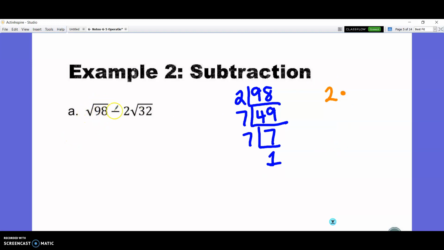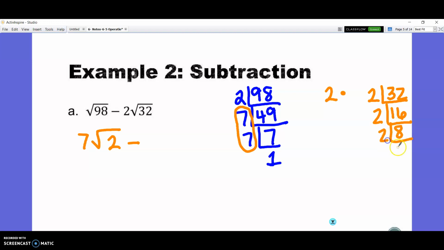So I'm going to write that 2 and then put a times. This square root of 98, I made a pair of 7s since the index is 2. I have a pair of 7s. So 7 and it's a square root, the 2 is left over. Minus, now I have a 2 here, times, we're going to do the same thing with 32. So we divide by 2, we have 16. Divide that by 2, 8, 2, 4, 2, 2, 2, 1.